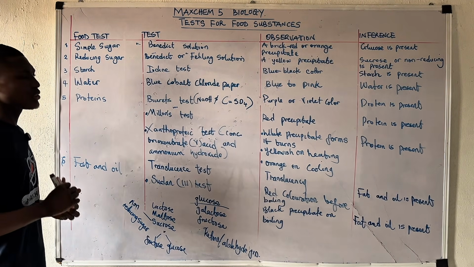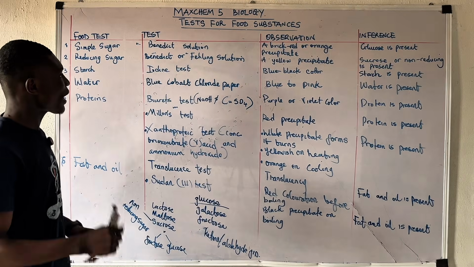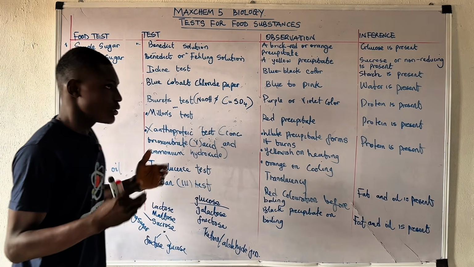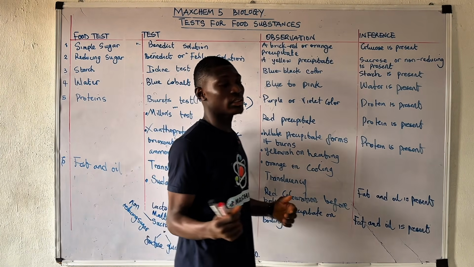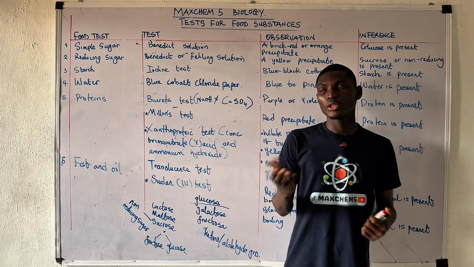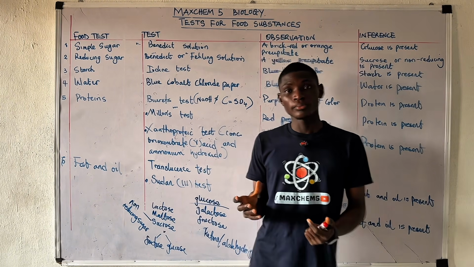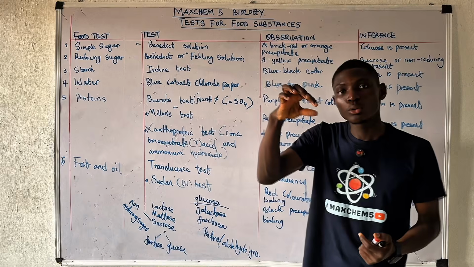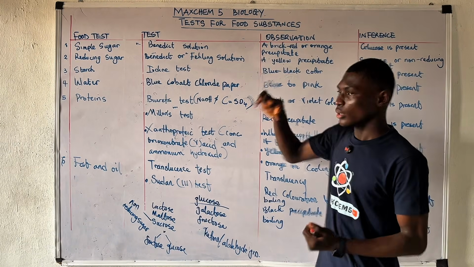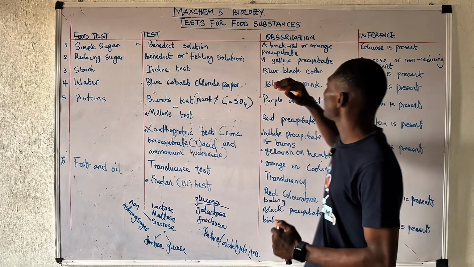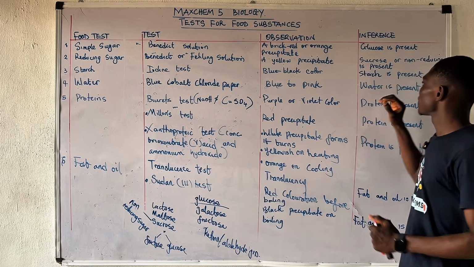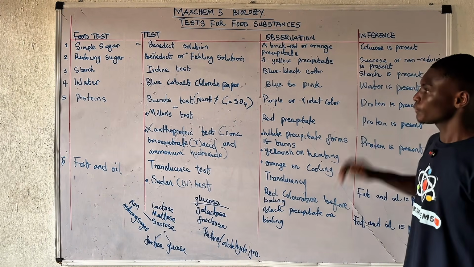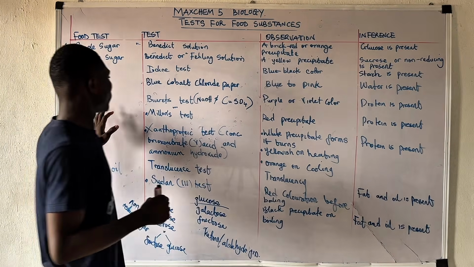To test for starch, you use the iodine test. For instance, you can use a piece of yam, then you add a few drops of iodine on the surface. Then you observe a blue black color. Starch is present.